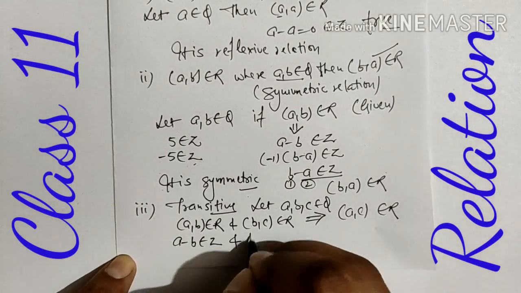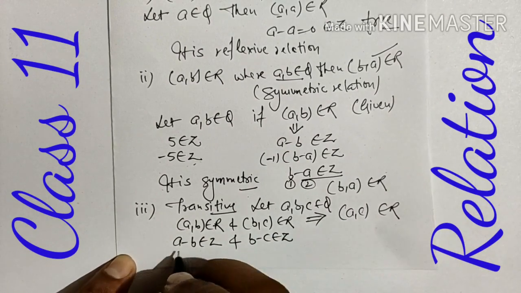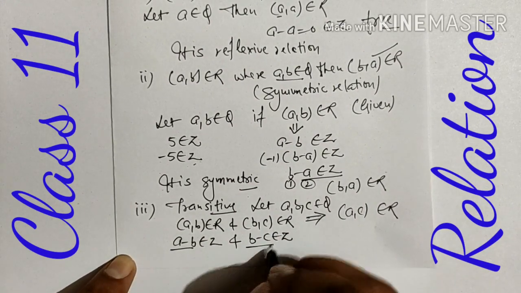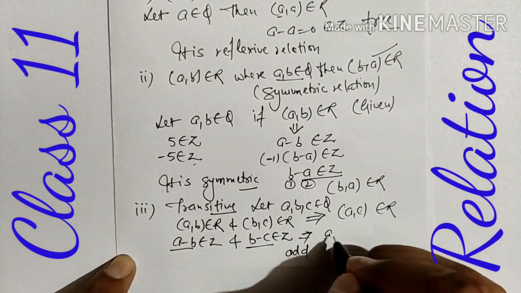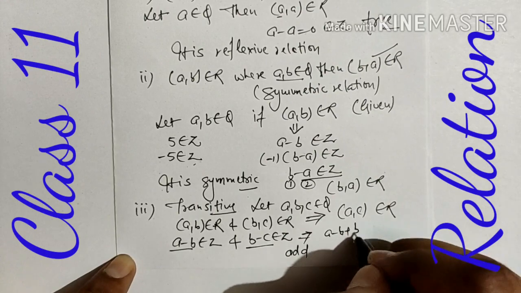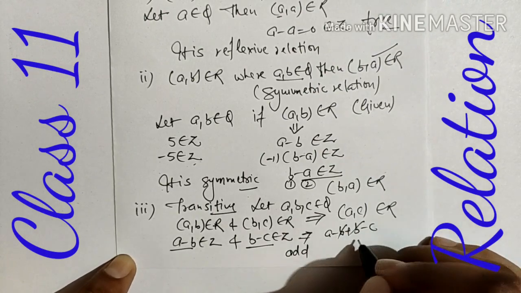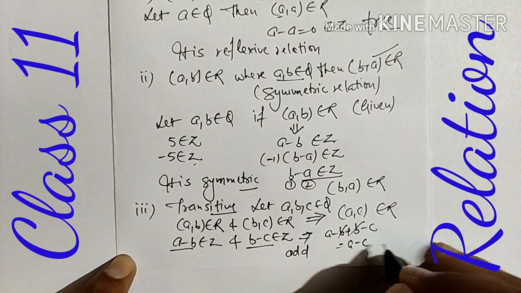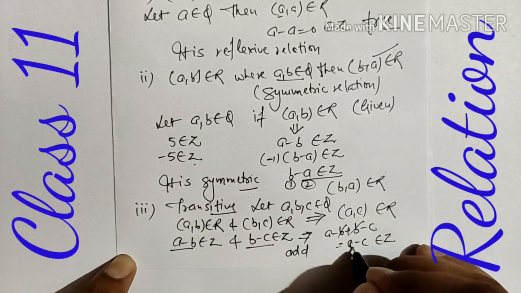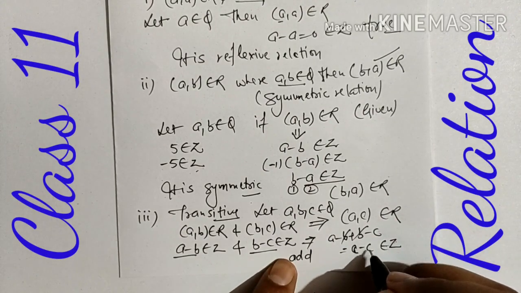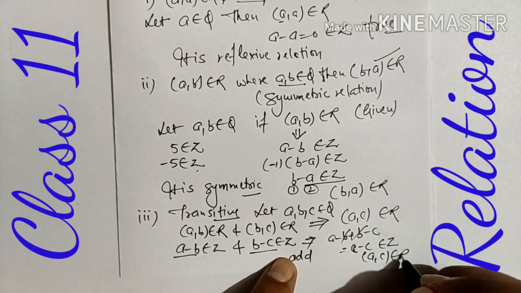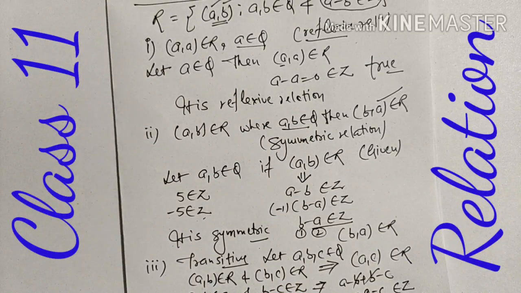First minus second belongs to integers and second minus third belongs to integers, according to the condition. If we add them, we get a minus b plus b minus c belongs to integers, because the sum of two integers is again an integer. So a minus c belongs to integers. a becomes the first element and c becomes the second element. So we can say (a, c) belongs to the relation. So it is true for transitive. This is the third part of this example.